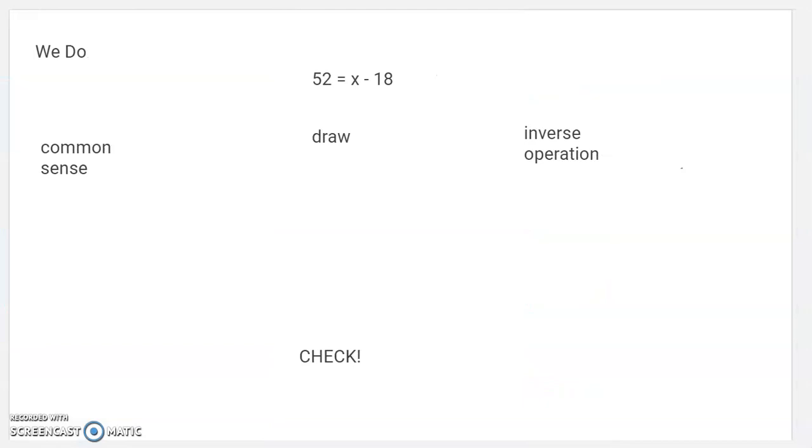All right, let's do one together. Open up your math notebook to that page you marked, and let's figure out 52 equals x minus 18. Common sense? Maybe yes, maybe no. It's possible that you could look at that and just use some common sense to figure out what x is. Be my guest if you can. Just make sure you know how to do these other two strategies. If not, with subtraction, I do think the inverse operation strategy is easier. So I may do that first.